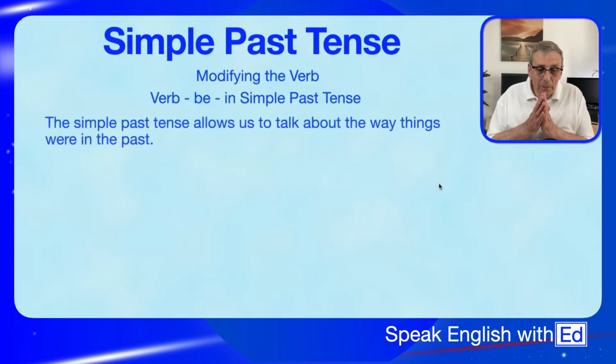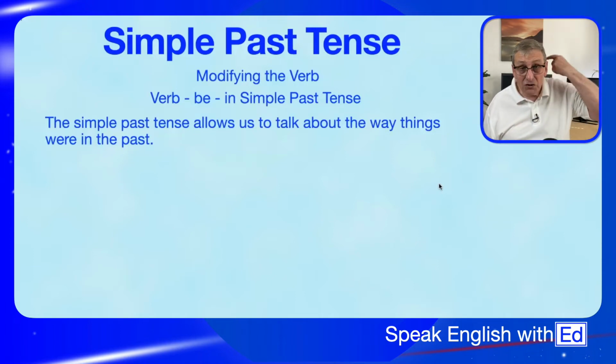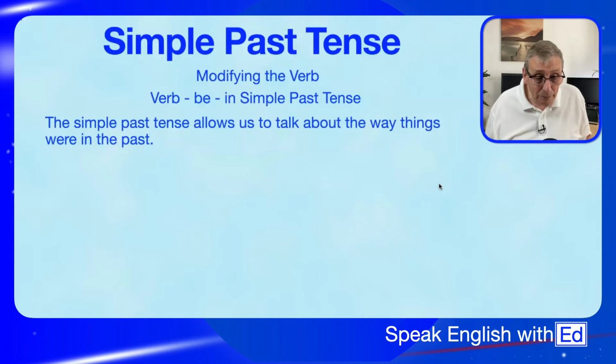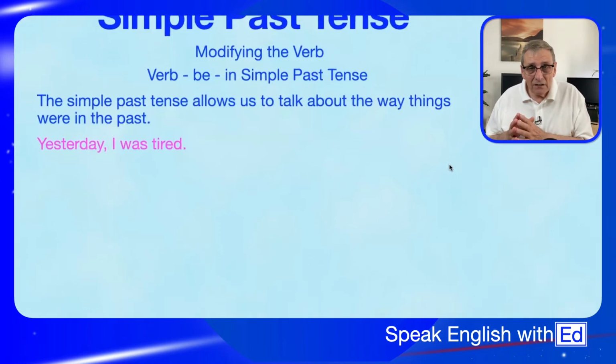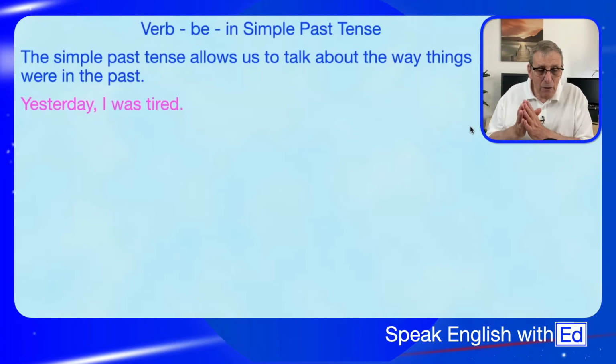So with the past tense, it allows us to talk about the way things were, conditions and things like they were in the past. I'm looking over my shoulder because that's the past, it's already gone. So I can say that yesterday I was tired, which I was quite tired yesterday. Now the subject is I, and that's singular, so we use the verb was. I was tired.